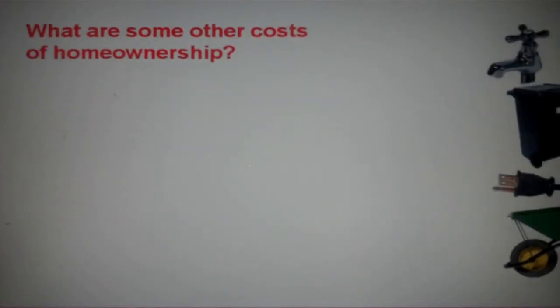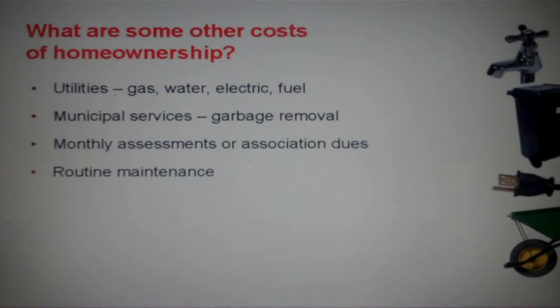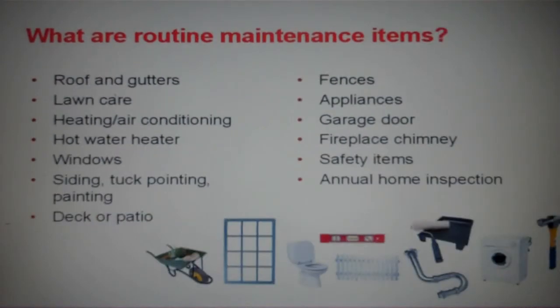What are some other costs of homeownership? Utilities, such as the gas, water, and electric. Municipal services, such as garbage removal. You may have some monthly assessments or home association dues. But we find the most costly are routine repairs. So let's take a closer look at what those may be.